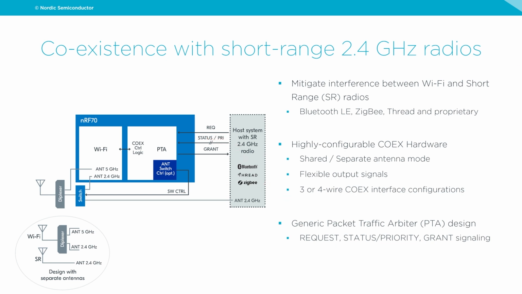This also has some nice benefits because it allows you to implement a design which has a single antenna that can be shared between the two radios. So this allows for a solution where both the size and the cost might be a little bit reduced compared to using two antennas.